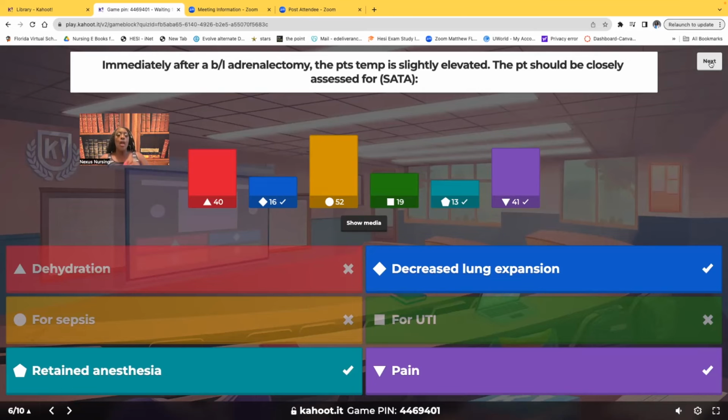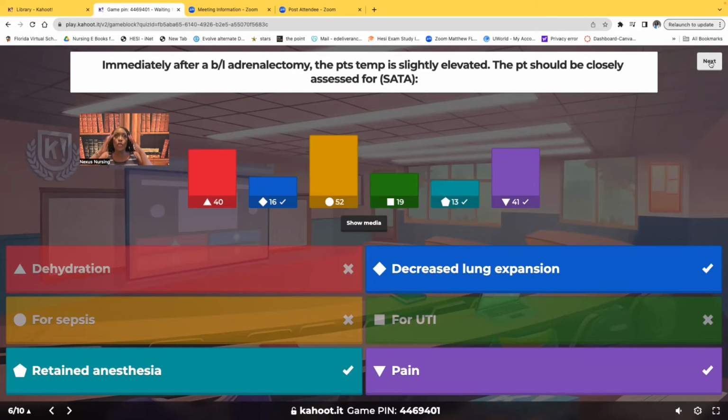That's good, right? Here's the thing. Decreased lung expansion can cause a slight elevation in temperature immediately after surgery. What else? Retained anesthesia. And that makes sense. The patient's having retained anesthesia. Guess what? Most likely they're not going to be having that increased lung expansion, so a slight elevation in temp. And last, pain. Pain right after surgery can cause a slight elevation in temperature.